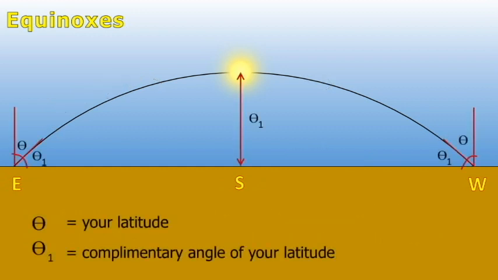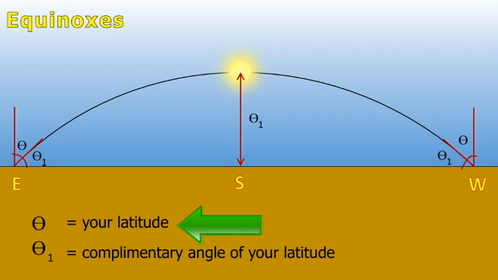But something else happens on the equinox as well that most people don't realize. This is relevant to solar noon. What you see here is theta. Theta equals your latitude. Theta 1 equals the complementary angle of your latitude. The complementary angle is just 90 minus theta, which will give you theta 1 in this case. It's just an angle, because obviously from your horizon, perpendicular is a 90-degree angle, so both angles have to add up to 90.